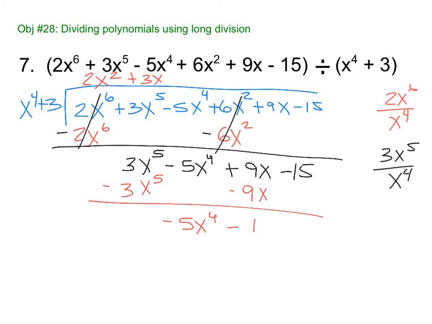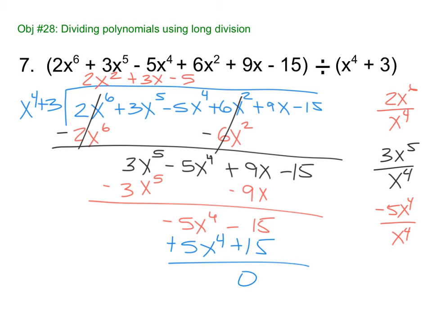So this one's a weird one, right? And then the last one, minus 5x to the fourth over x to the fourth is negative 5. So then we distribute negative 5x to the fourth minus 15. And again, the signs change and we have no remainder.